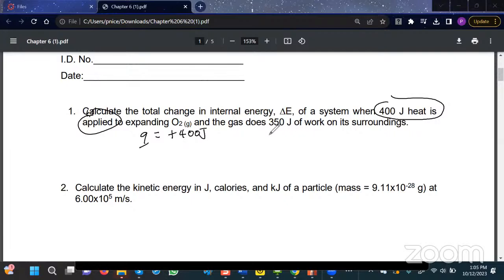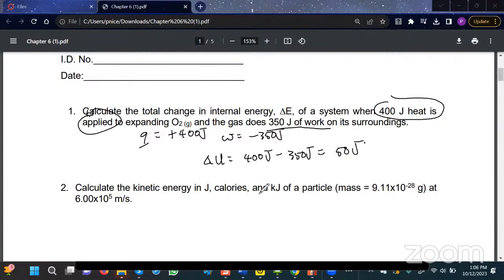And then in the case of the 350 joules of work done on its surroundings, what that means is that work is what? Minus 350 joules. So therefore, delta U or delta E would be 400 joules minus 350 joules equals 50 joules. All right, so that's basically how that question is done.